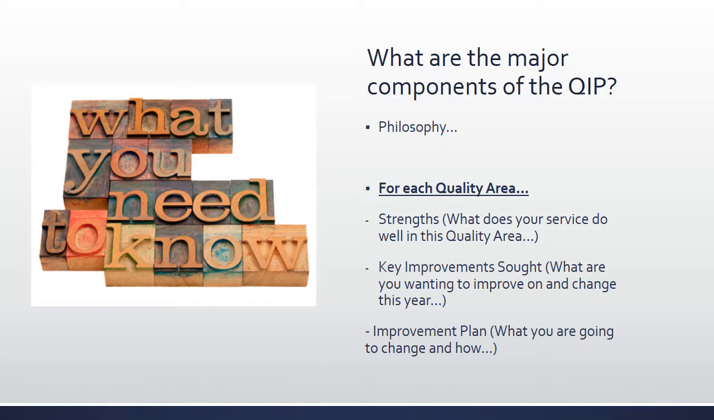What are the major components of the quality improvement plan? First is your philosophy. This is something your assessor is going to be reading to get to know the service before they come and visit. So they really want to know what is at the heart of the service and what you're passionate about and believing in. And then the other major component is under each quality area, your strengths, and what your service does well in the quality area, and the key improvements sought. So what are you wanting to improve on and change this year? And then finally, your improvement plan, which is what you are going to change and how you are going to change it.